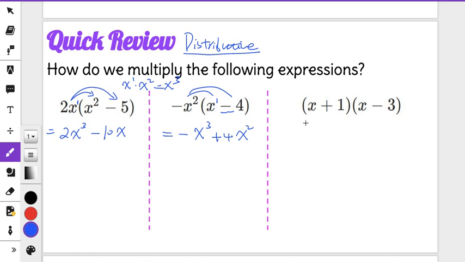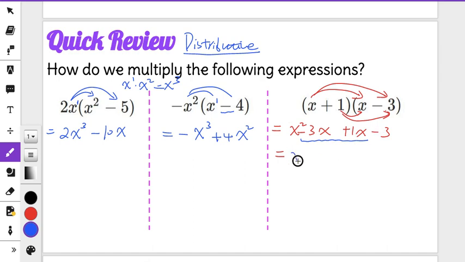This one, some students prefer to use the distributive property, or someone says FOIL. So when we do this, we distribute x to the two terms, and we do the same thing for the 1. So let's follow. x times x, x squared; x times negative 3, minus 3x; 1 times x, plus 1x; 1 times negative 3, negative 3. And then we just combine like terms, which is negative 3x plus 1x, so we get x squared minus 2x minus 3. And that's it. That's called the distributive property.